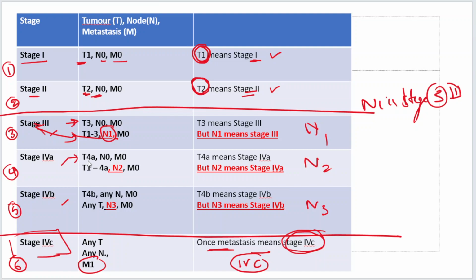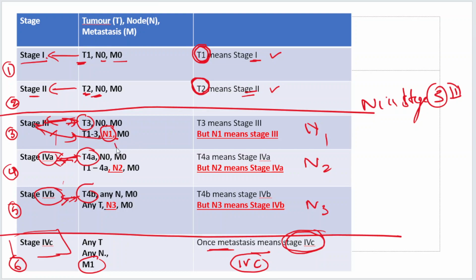T4A, what did we say? Local spread beyond: T4A is thyroid cartilage invasion, or trachea, esophagus, the parts which are close to the larynx. T4B is away from the larynx, like prevertebral space, mediastinum, etc. T3 is stage 3, T4A is stage 4A, and T4B is stage 4B. This is correlating: T1 is stage 1, T2 is stage 2, T3 is stage 3, T4A is stage 4A, T4B is stage 4B.